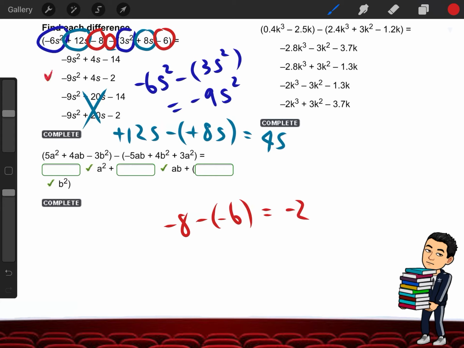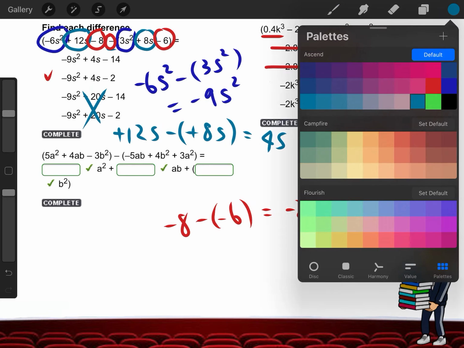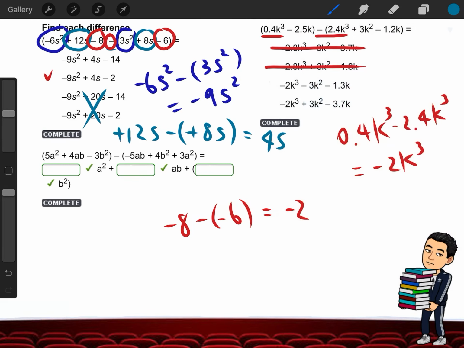Okay, let's go ahead and do this one right here. Let's combine these two. So that's 0.4k cubed subtracting 2.4k cubed. That's going to give you negative 2k cubed. So the first one and the second one are not going to be your answer. Look at the next one. So we have negative positive 3k squared. That's going to be just negative 3k squared, which means you're going to choose the third option.